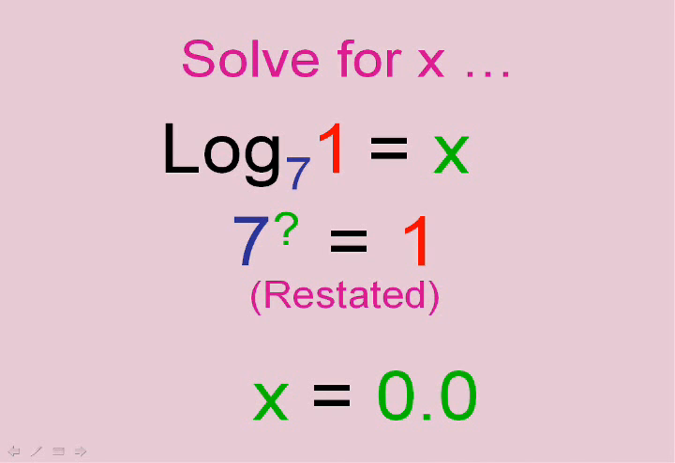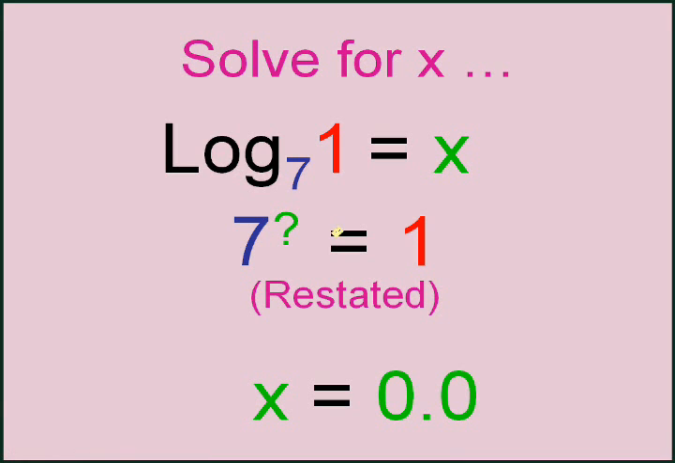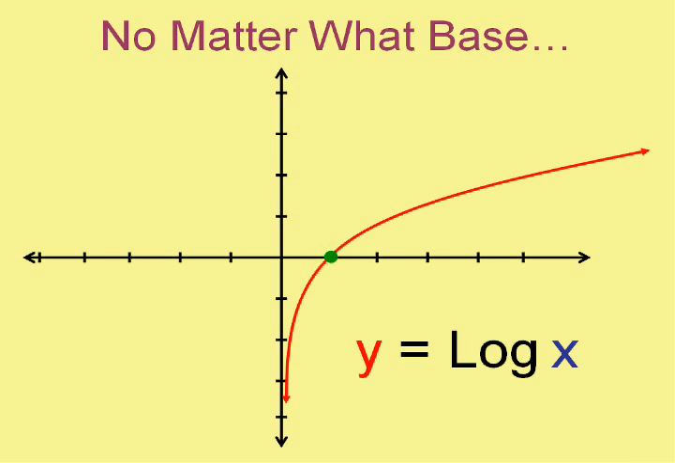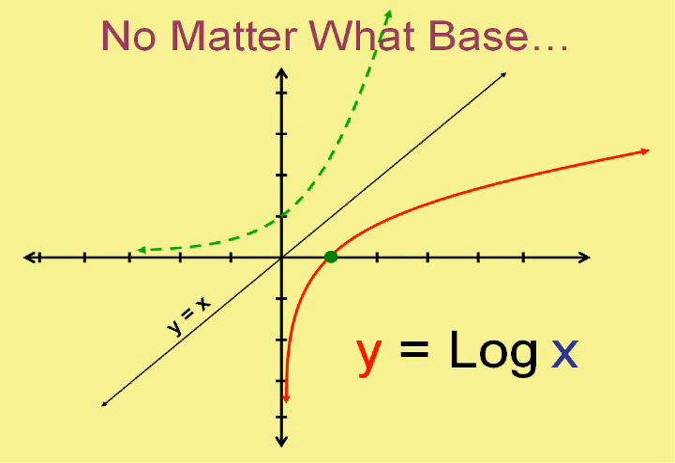That's why I hope you appreciate that the graph of any logarithm function, no matter what base, is going to look something like this with the point (1, 0) on it, because the logarithm of 1 in any base is going to be 0. And this logarithm graph is always going to be the inverse function of the exponential. Remember what that looked like? And remember what it is to be an inverse. An inverse is the mirror about the line y equals x. So the logarithm is the inverse of the exponential function.